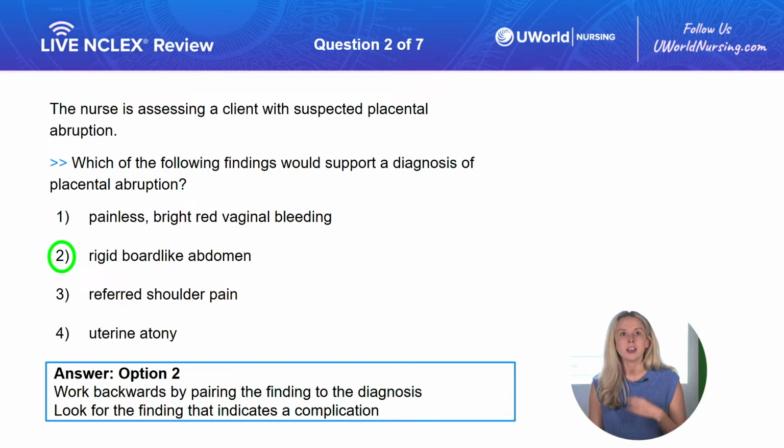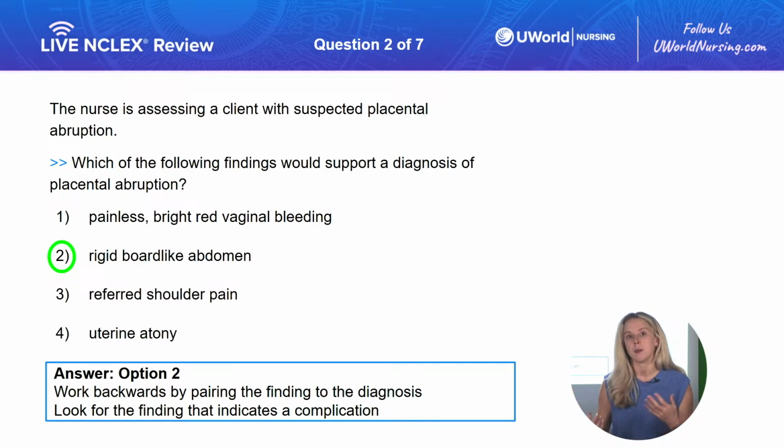So you'll often see vaginal bleeding with placental abruption. However, it's typically not going to be painless. So we can knock option 1 out of the running. Other symptoms of placental abruption will be uterine tenderness. We can have abdominal pain, but again, that bleeding is going to come along with some painful symptoms.